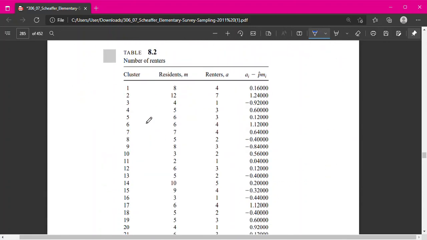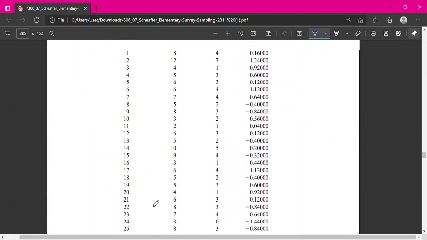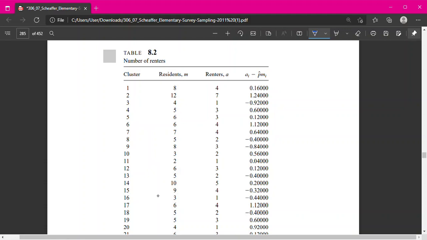Okay, ini contohnya kat sini. Cluster, we have 25 cluster here. Small n will be 25. And then the number of resident adalah number of element kita, Mi. So first cluster ada 8 resident. Second cluster ada 12 resident altogether. Okay, the third column here adalah renters, maksudnya resident yang rent the house. So out of 8 resident, 4 orang yang rent the house, 4 orang lagi own the house.